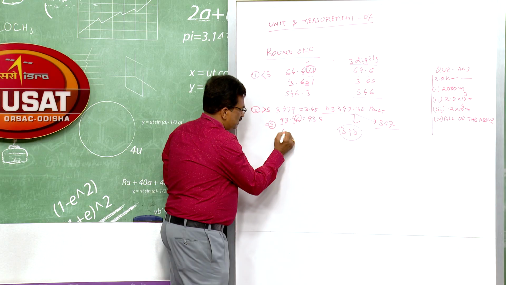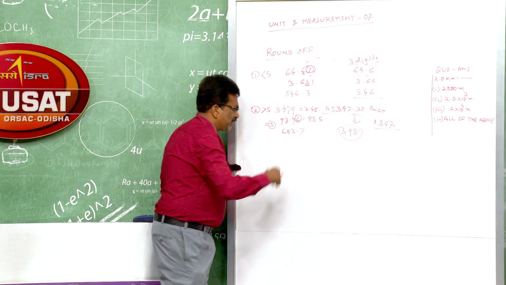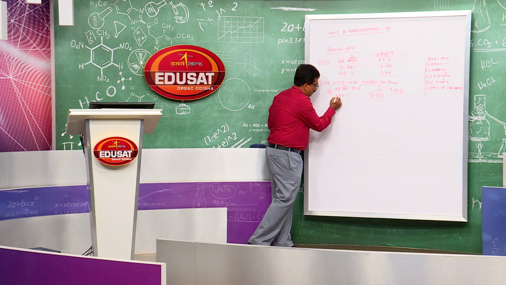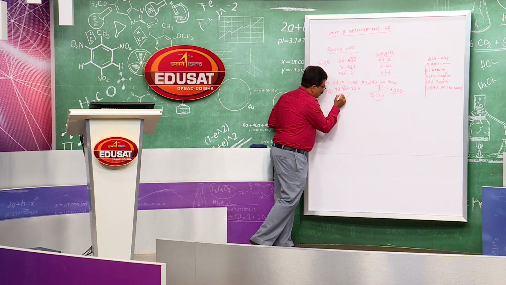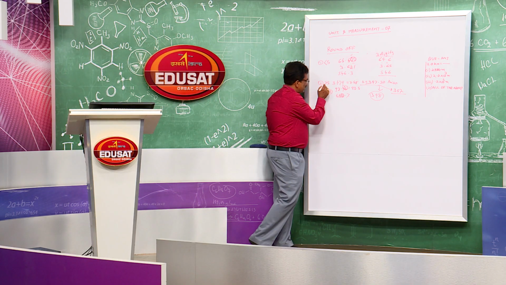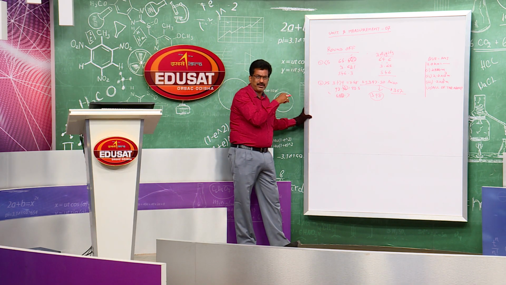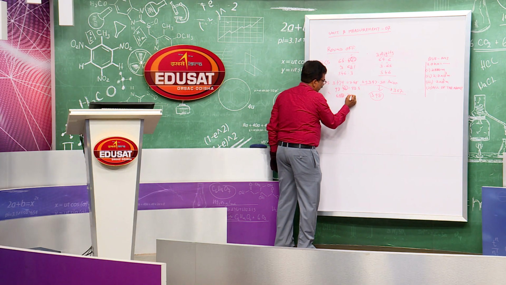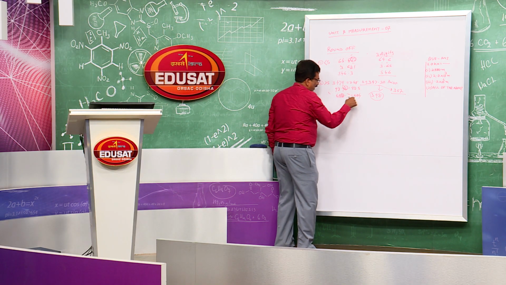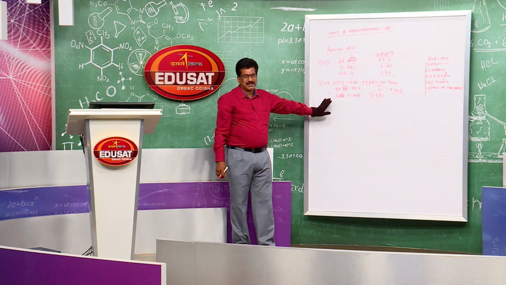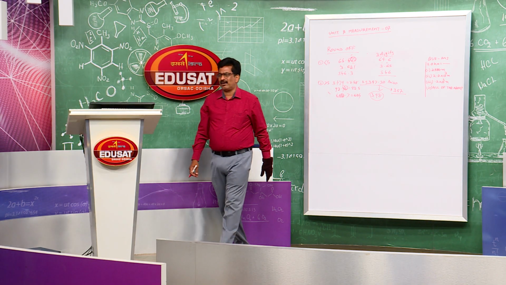Suppose it is 683.7. What will happen? Up to the 3 rounded up. So up to the 3 means this one. After that, that is the 7. 7 is greater than 5. If it is greater than 5, 1 is to be added, which means 683 is added with 1, that will be 684. Are you clear, my students? If it is greater than 5.